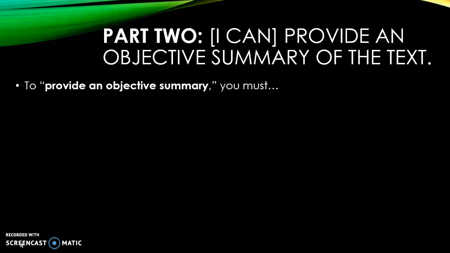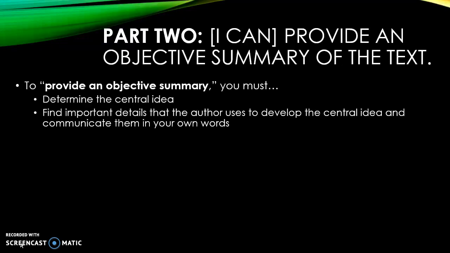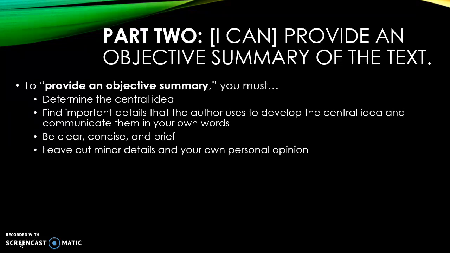Part two is simple, your objective summary. Objective means what? Yes, facts only. All right. So we're going to determine the central idea by looking at the details. We're only going to use the facts. We're going to find all of the major details that support that topic. And you're going to put that in your own words. You have to be clear, concise, and brief. Again, leave out the minor details and leave out your personal opinion. Objective, facts only. And we want the information that comes from the text.